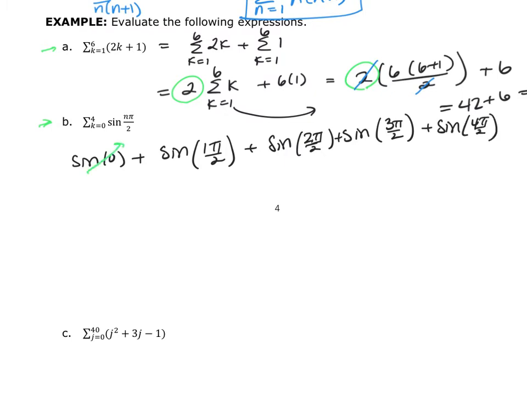Now we know the sine of 0 is 0, the sine of pi is 0, the sine of 2 pi is 0. So I end up with the sine of pi over 2, which is 1, minus the sine of 3 pi over 2, which is negative 1. That's why it's a minus 1, so my answer is 0.